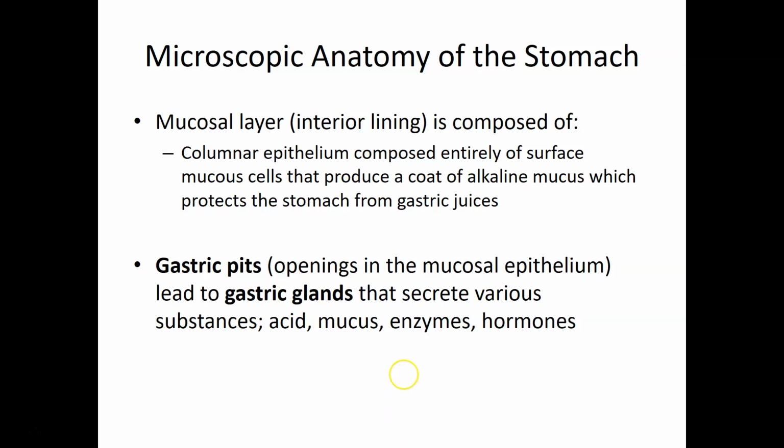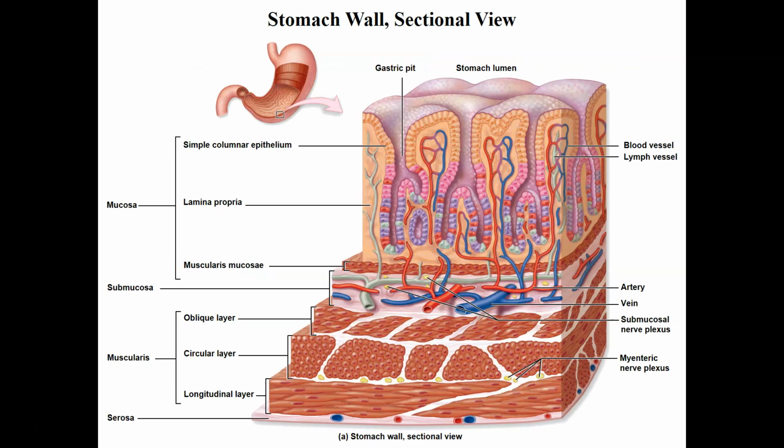And these contain cells that secrete various products. So the collection of all those cells that secrete things are referred to as the gastric glands. So these are everywhere in the lining of the stomach. Openings, gastric pits, leading to secretory cells, the gastric glands.